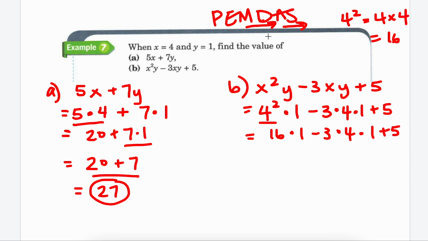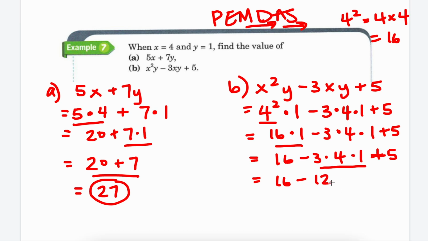Then I solve my multiplication or division, whatever I see first. I see multiplication here from left to right, so that's 16 times 1, which is 16. Then I am seeing multiplication over here, this big long multiplication. So this is 16 minus whatever 3 times 4 times 1 is, which is 12, plus 5. Then I'm working on addition or subtraction, whatever I see first. There's a subtraction first. 16 minus 12 is 4. 4 plus 5 is my last step, which is 9. So that expression is equal to 9 when x equals 4 and y equals 1.